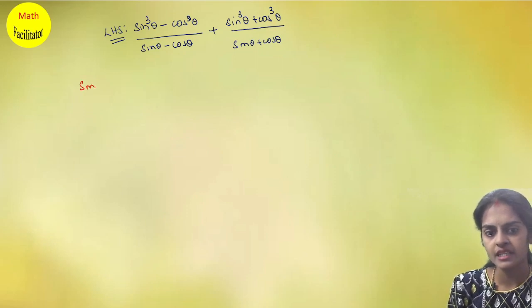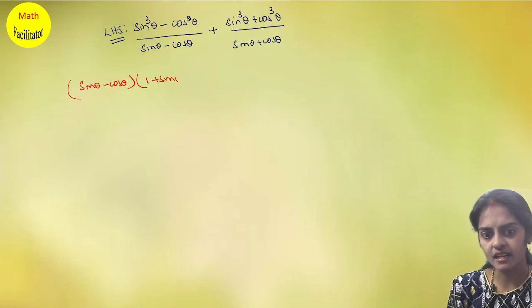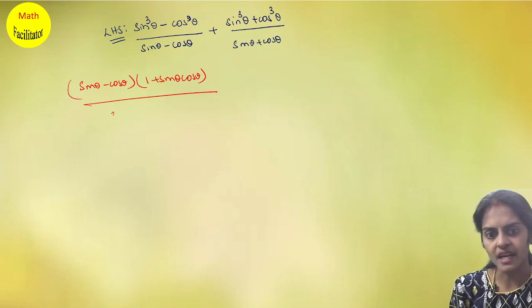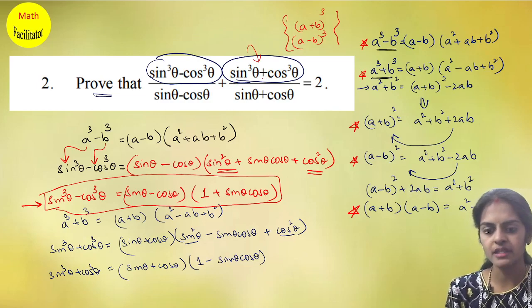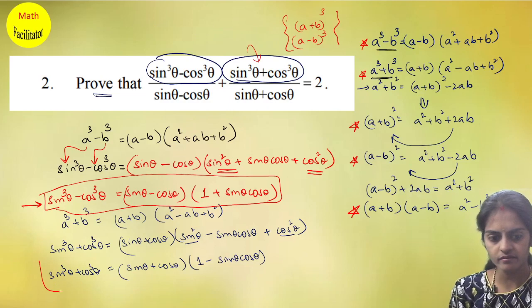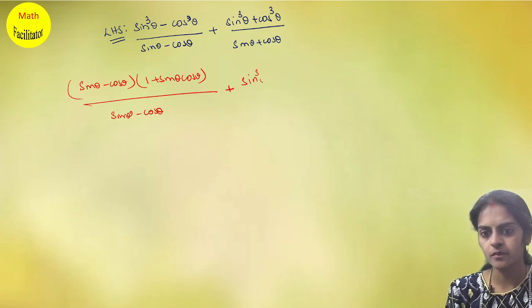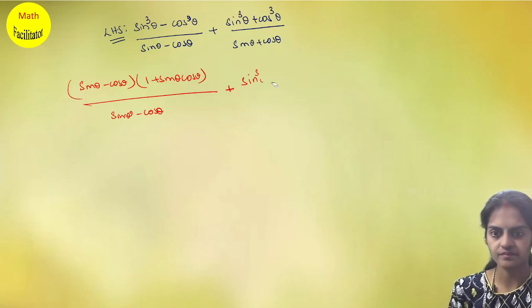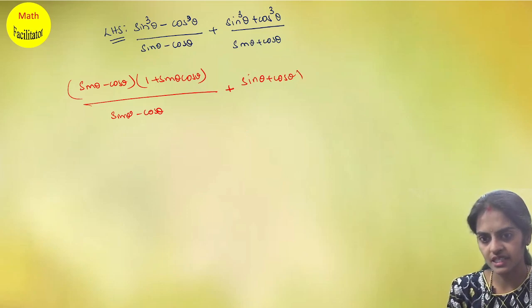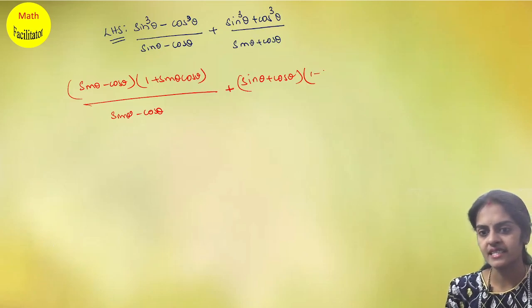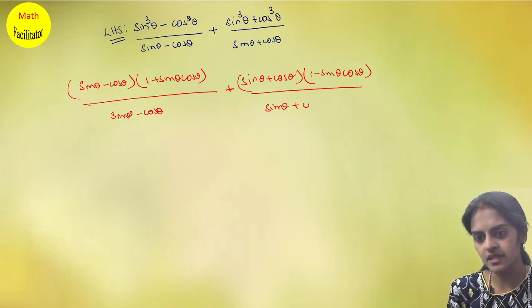So let me substitute here. Sine theta minus cos theta into 1 plus sine theta cos theta whole divided by the denominator sine theta minus cos theta, plus sine cube theta plus cos cube theta, which is this value, sine theta plus cos theta into 1 minus sine theta cos theta, whole divided by the denominator sine theta plus cos theta.